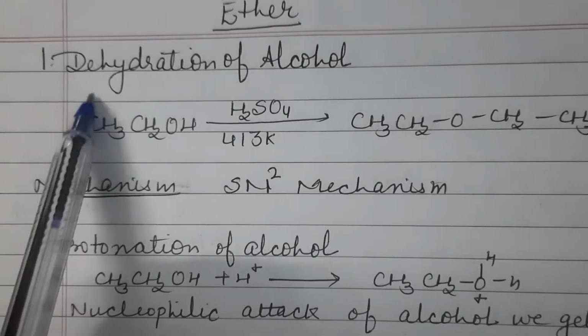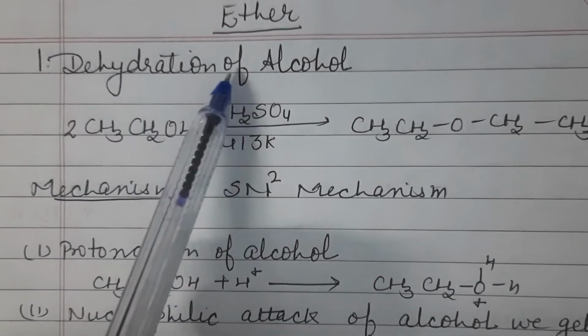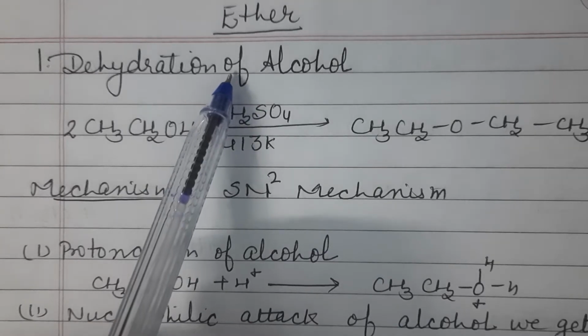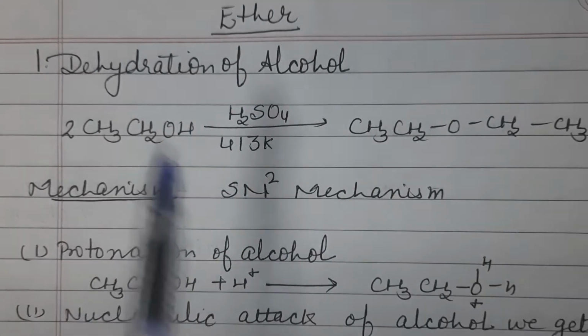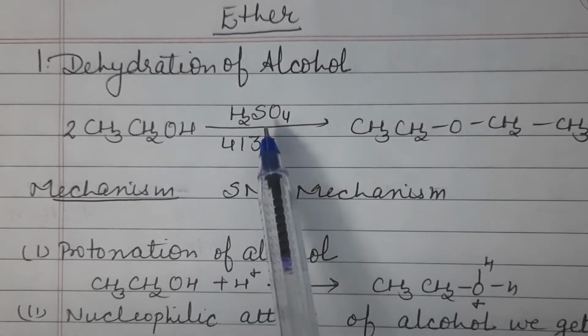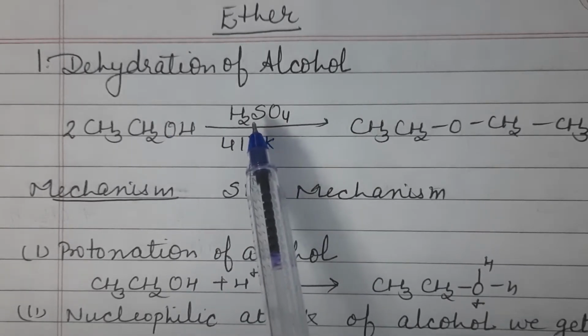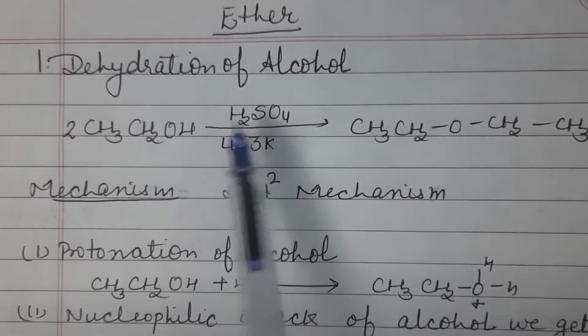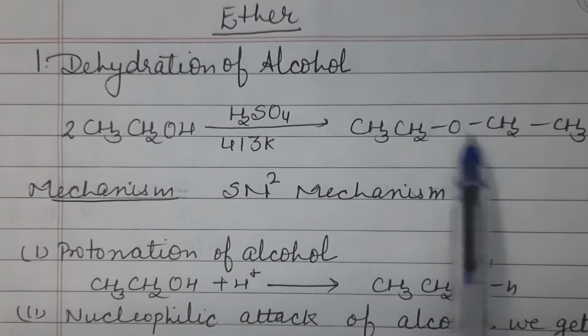Today we are going to start the last topic of this chapter, that is ether. First method is from alcohol by dehydration, which you have already studied in the alcohol chapter. Alcohol on catalytic dehydration, the catalyst here is sulfuric acid, at 413 Kelvin temperature, gives us ether.